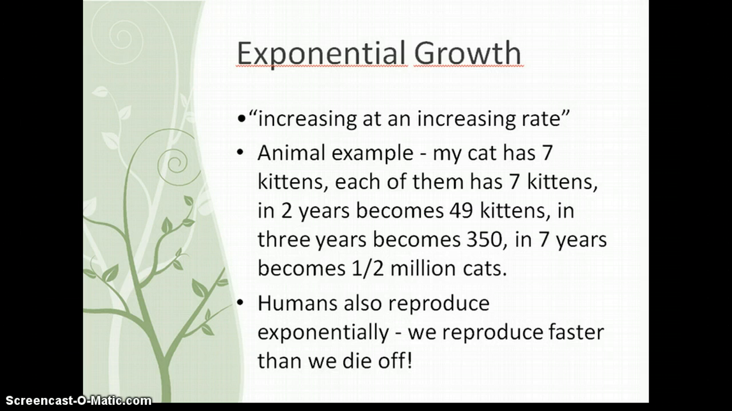For example, let's say I have a cat and my cat has 7 kittens, and each kitten has 7 kittens in 2 years. And in 2 years that becomes 49 kittens. In 3 years it becomes 350 kittens. In 7 years it becomes 500,000 cats. You can see over shorter and shorter time periods the number of cats gets bigger and bigger and bigger.